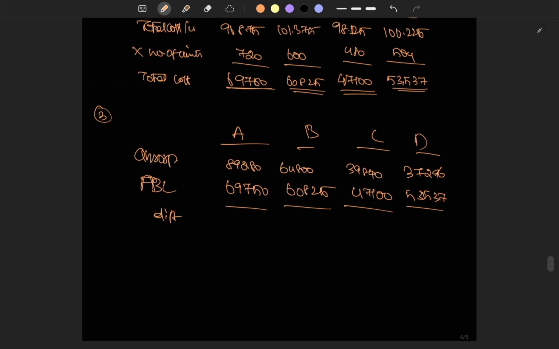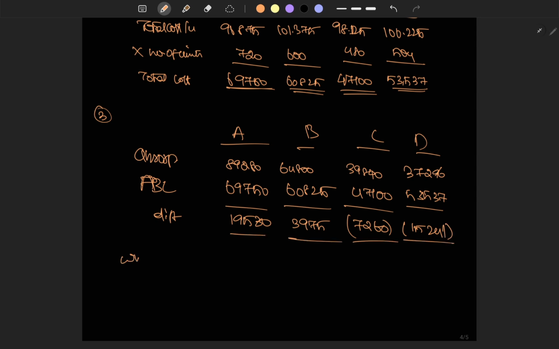The difference is 89,280 minus 69,750, which gives us 19,530. 64,800 minus 60,825 gives us 3,975. 39,840 minus 47,100 gives us 7,260. 37,296 minus 52,537 gives us 15,241. This is the difference.